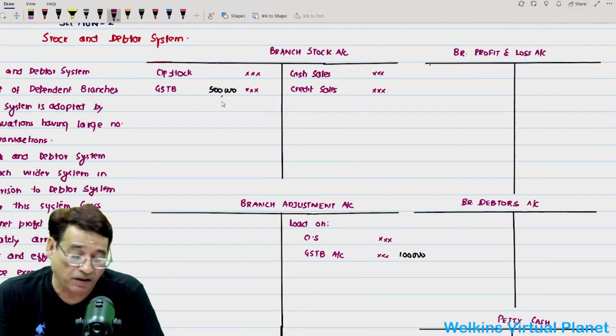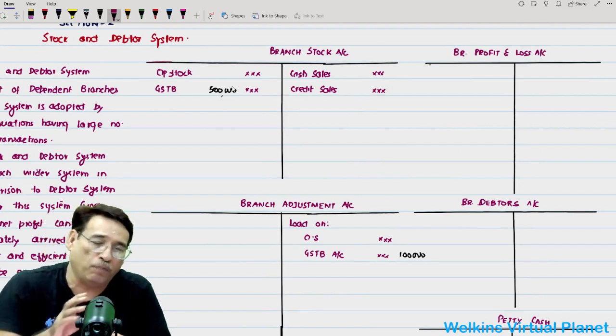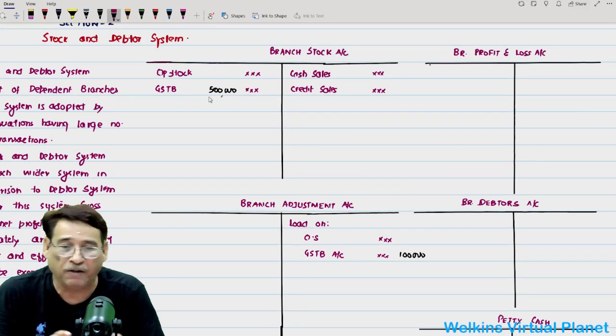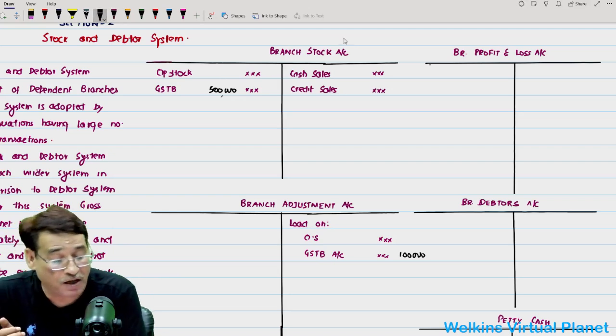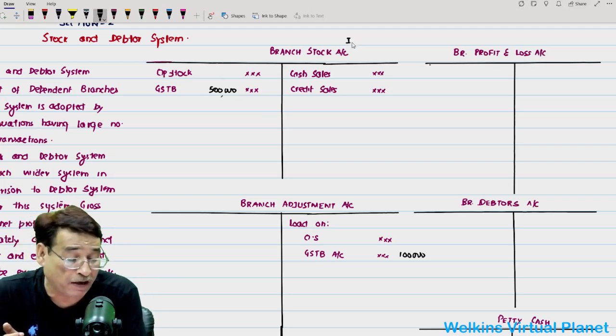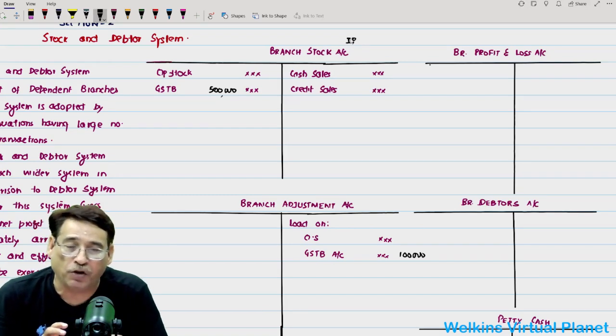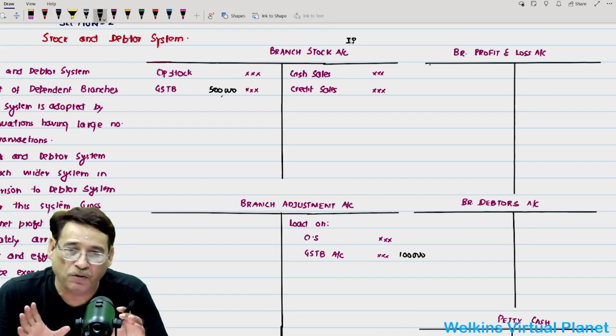We have written here 5 lakh worth of goods. Whatever goods we are supplying to the branch at invoice price, we shall write in the branch stock account. We will see later on that the branch stock account is always prepared at invoice price. This is a very, very vital point which you need to keep in your mind. Branch stock account is always prepared at invoice price. Is it clear to you or not?